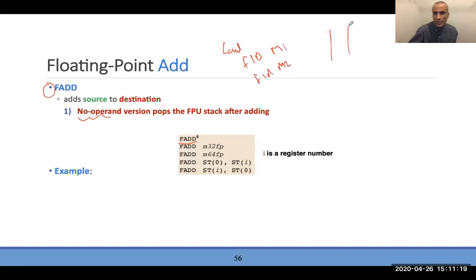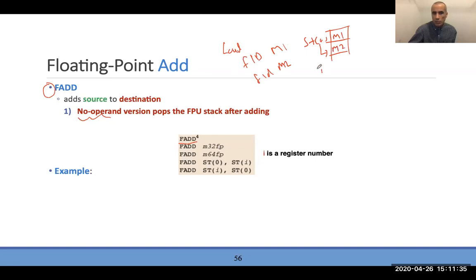So if I have my stack, and this is my ST0, this is going to be M1 first. And then when we load it, now the ST0 is going to point here. So this is M2. Okay, so the ST0 now, that's the top of the stack.